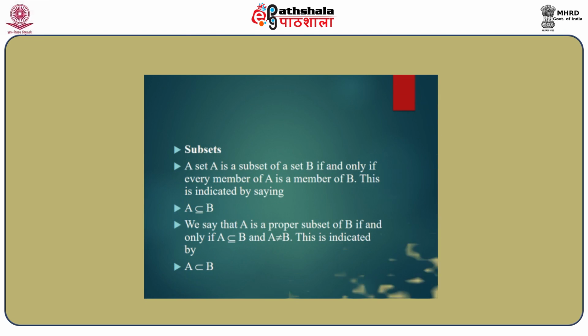Subsets. A set A is a subset of a set B if and only if every element of A is also an element of B. Such a relation between sets is denoted A, a horseshoe with an equal sign below it, B. If A is a subset of B and A is not equal to B, we call A a proper subset of B, and we write A horseshoe B without the equal sign below.